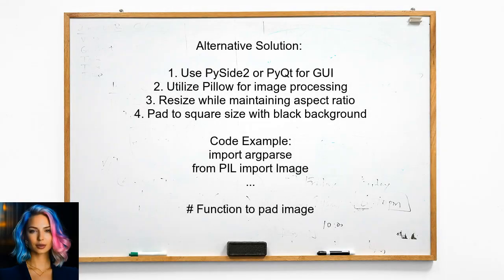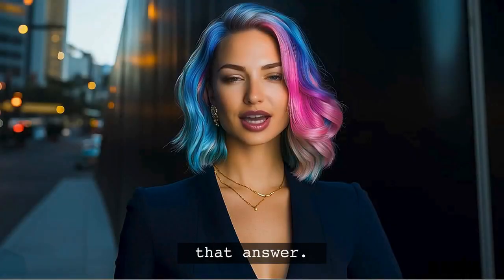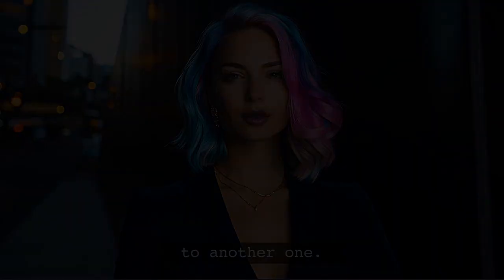This user offers a more complex solution that includes an interactive element and handles odd pixel padding. They suggest using PySide2 or PyQt for the GUI, along with Pillow for image processing. The method involves resizing the image while maintaining its aspect ratio, then padding it to fit a square format with a black background. That wraps up that answer. Let's move on to another one.